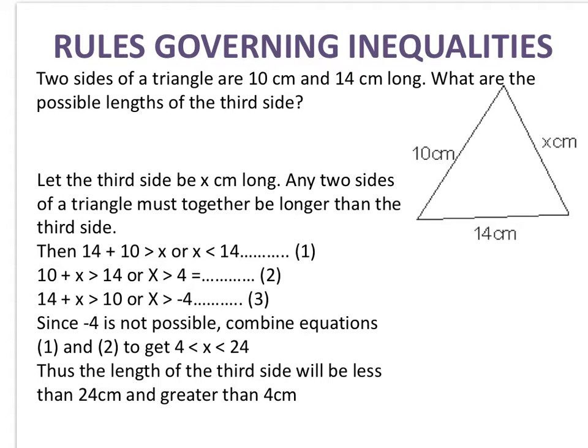Since minus 4 is not possible, because we are considering lengths, combine equations 1 and 2 to get 4 is less than x and less than 24. Thus, the length of the third side will be less than 24 cm and greater than 4 cm.